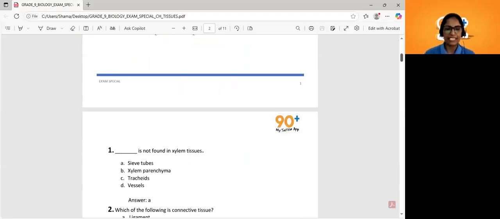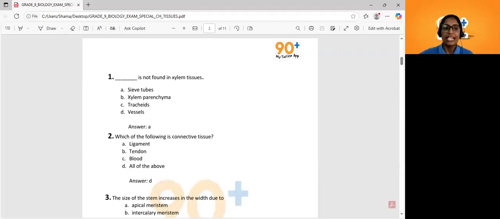So today we are gonna discuss some questions from our chapter 6, that is tissues. The first question is: dash is not found in xylem tissues. The options are sieve tubes, xylem parenchyma, tracheids, and vessels. And the correct answer is sieve tubes.